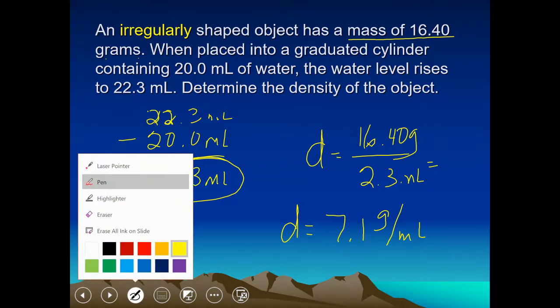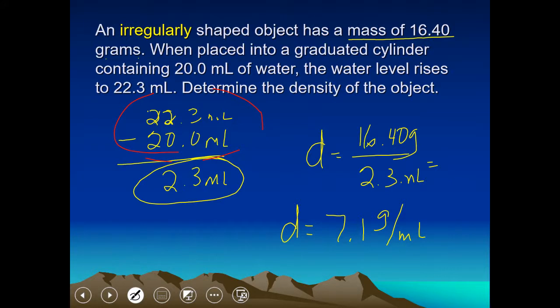Every once in a while, people will look at this and they'll say, well, these have 3 sig figs, but remember the addition and subtraction rules. We can only keep this to the tenths, and this new number has 2 sig figs, which means 2 sig figs in my answer. And this is the density.